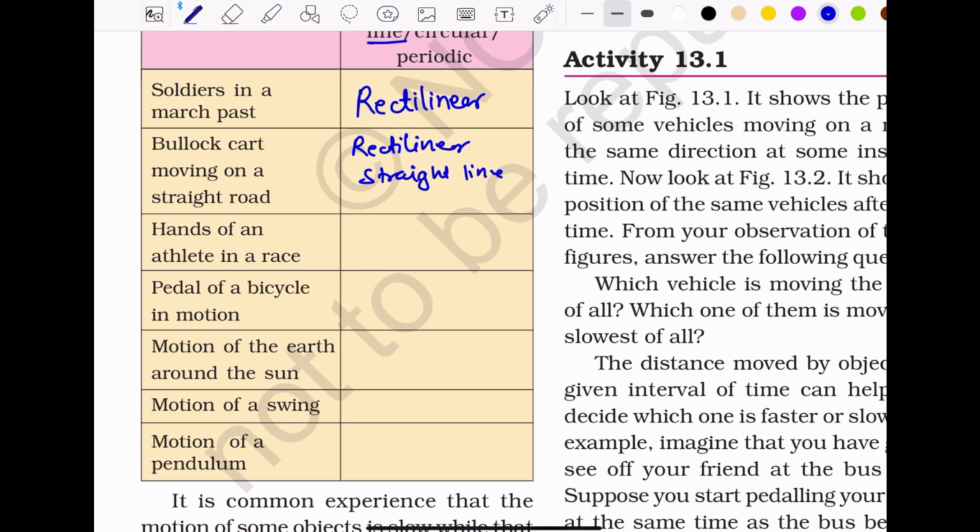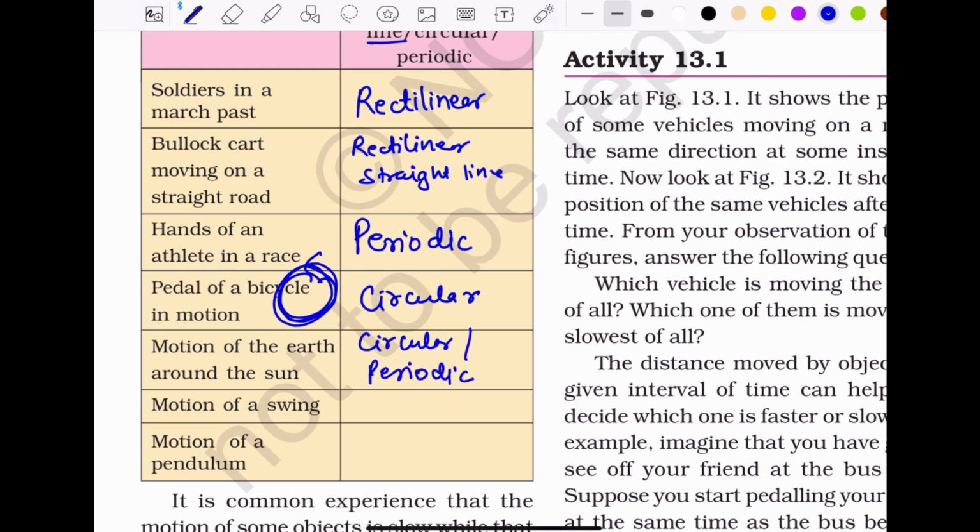Hands of an athlete in a race. It is going forward, then it is coming back, then going forward, then coming back. So it's a periodic motion, right? Then pedal of a bicycle in motion. So it is moving in a circular manner, so it's a circular motion. Then motion of the earth around the sun. It is circular as well as periodic motion, right?